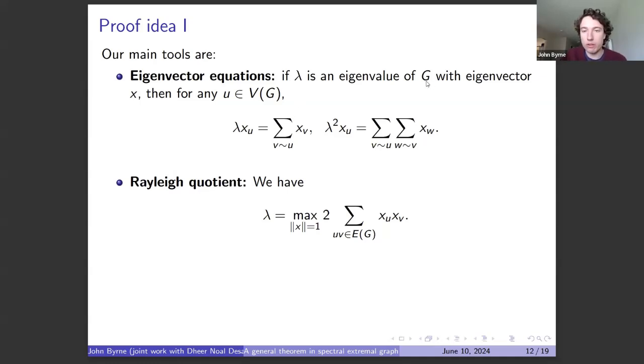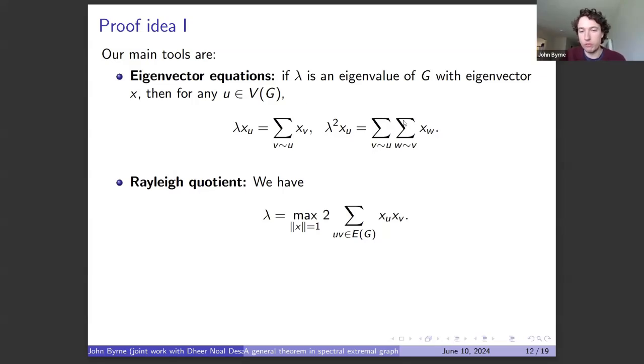If lambda is an eigenvalue of G with eigenvector X, then for any vertex U, lambda times XU is the sum over all the neighbors of XV. Some immediate consequences of this that are useful for our result: for example, if we select U to be the vertex with largest eigenweight, then this equation gives you a lower bound on the degree of U.